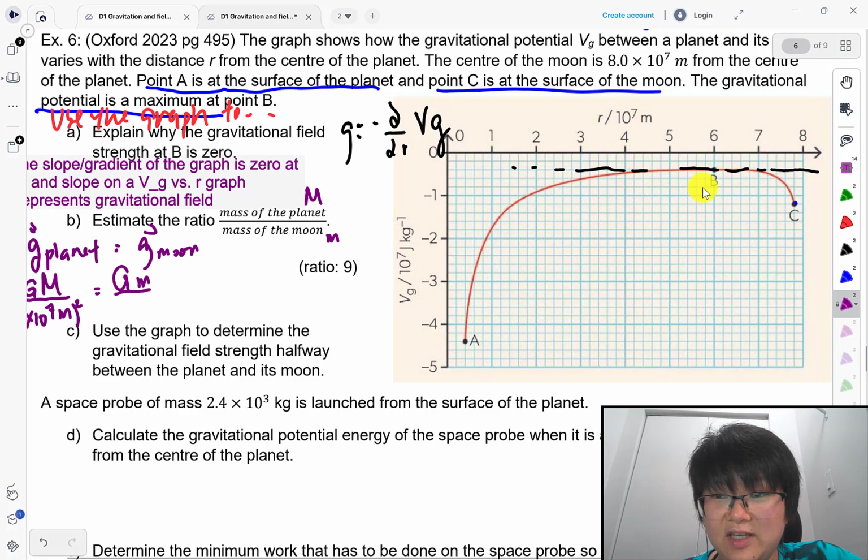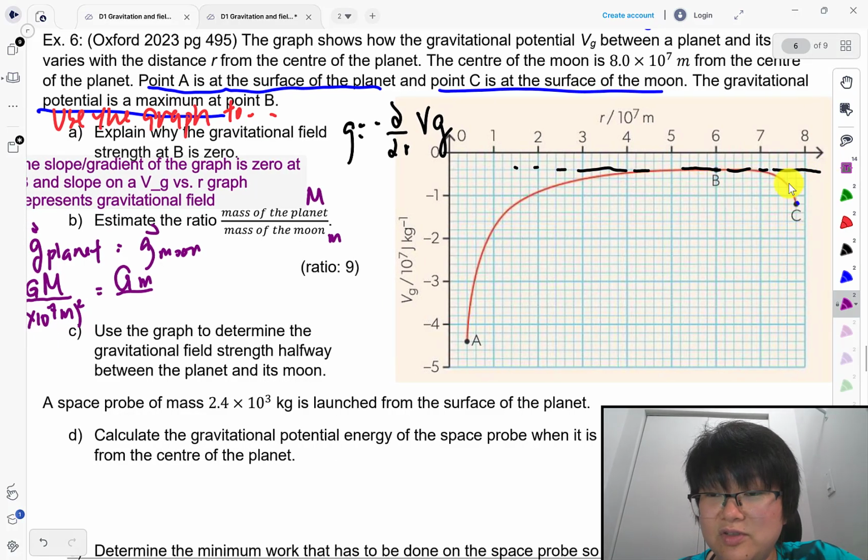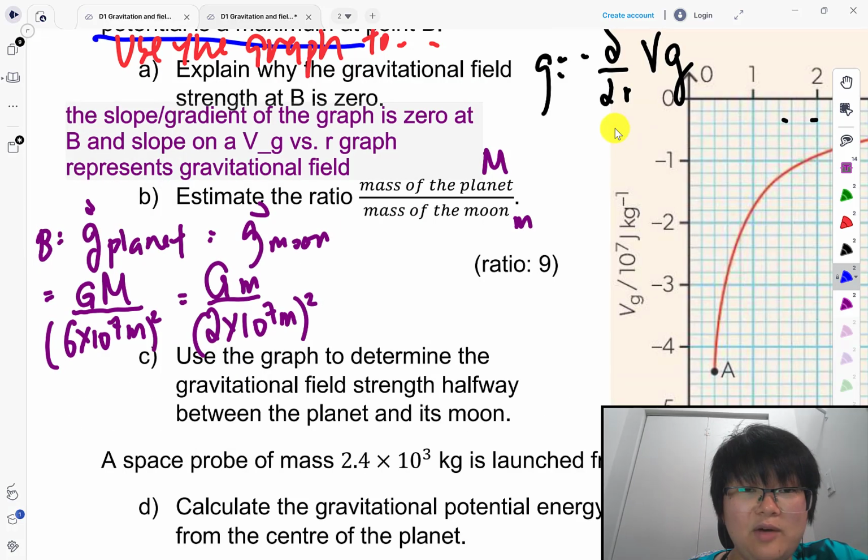that distance, again, from the center of mass of the moon to point B. C is also at the surface of the moon, so that doesn't count. This looks like from 8 to 6, that's about a difference of 2 times 10 to the power 7. Now we just need to do some cancellations and find the correct ratio.